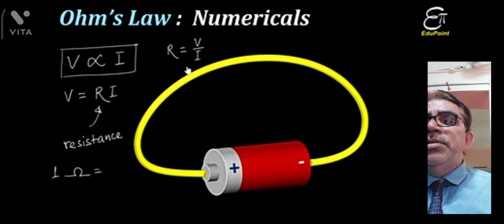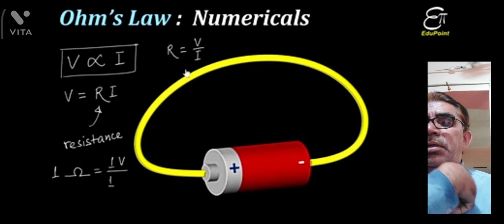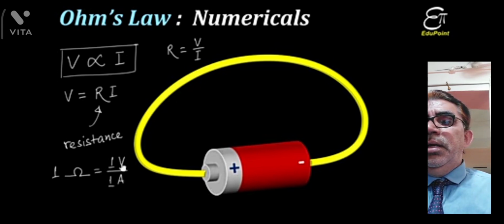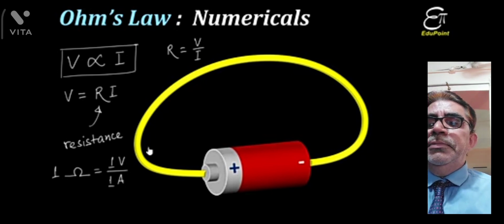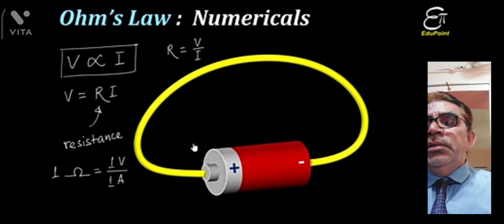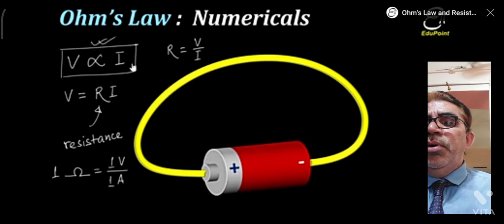So 1 ohm is equal to 1 volt upon 1 electric current. Electric current is measured in ampere. So 1 volt upon 1 ampere. So we have got here that 1 ohm is equal to 1 volt upon 1 ampere.